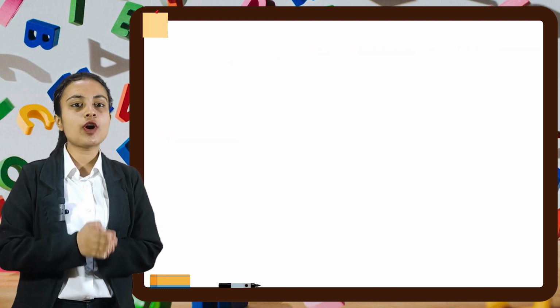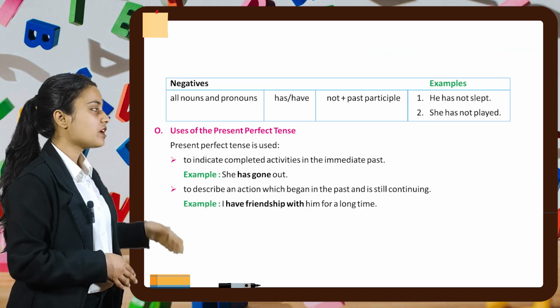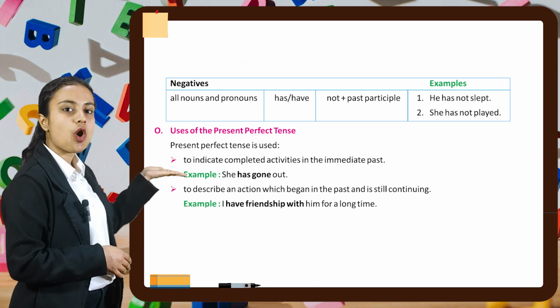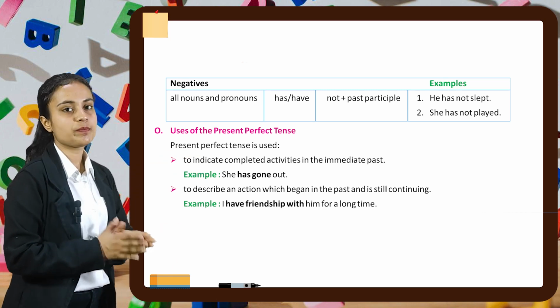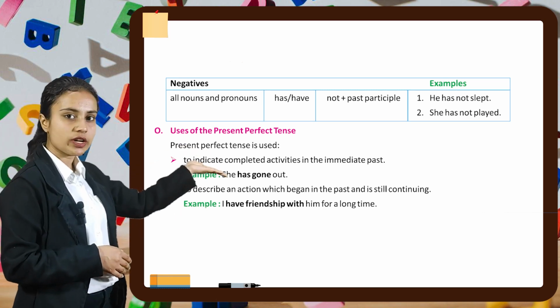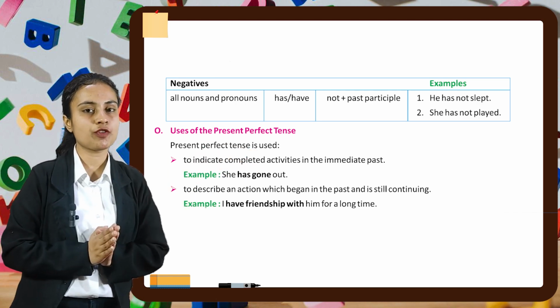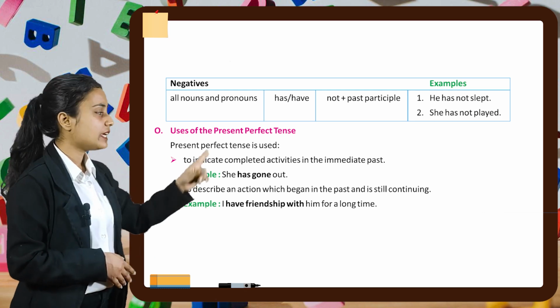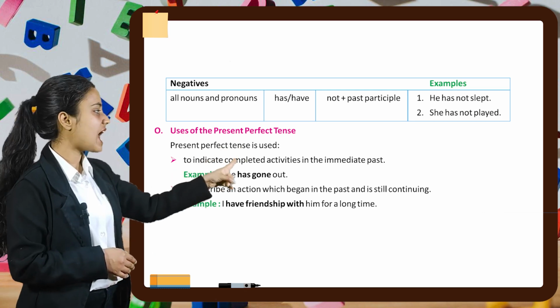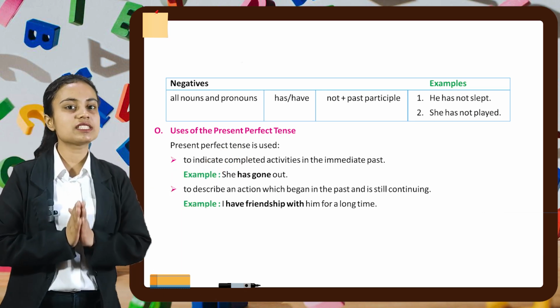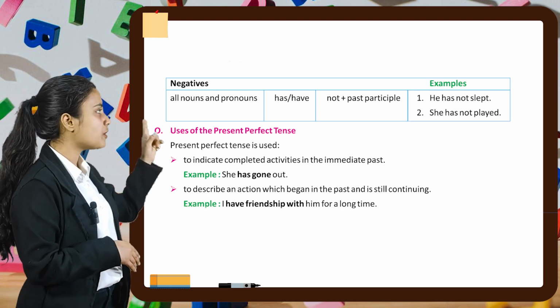Now let's see how to form negative sentences. For that, we start with all nouns and pronouns. After that, we put has or have. Then we put a not plus past participle form of verb. For example, he has not slept. She has not played.